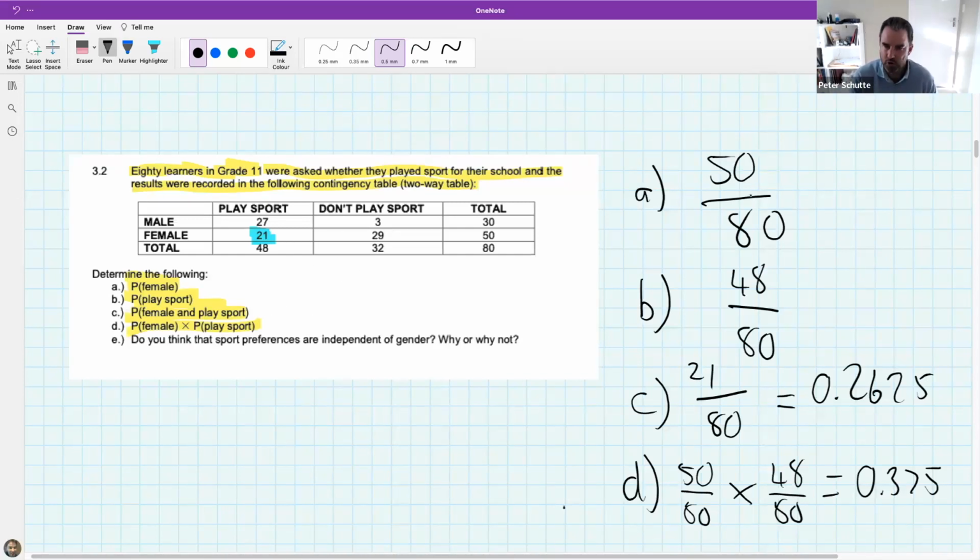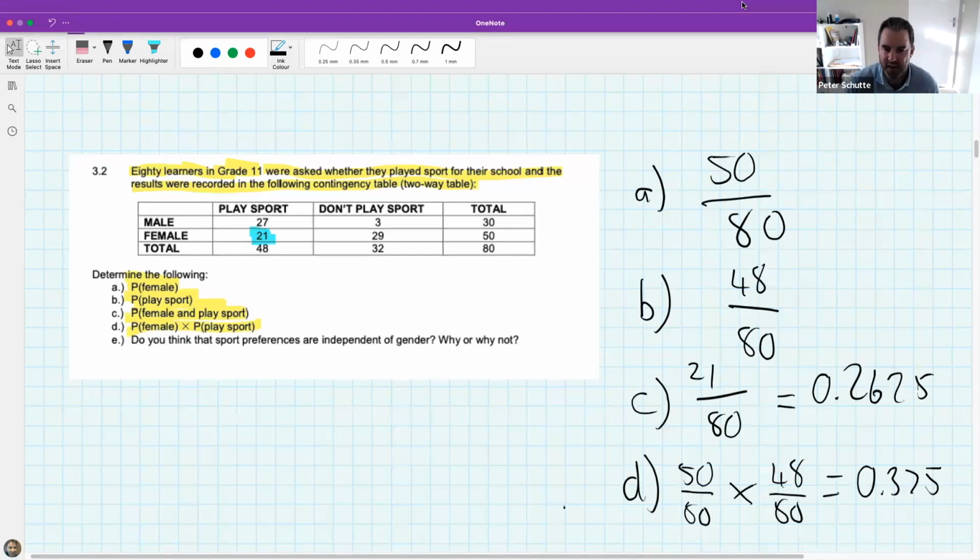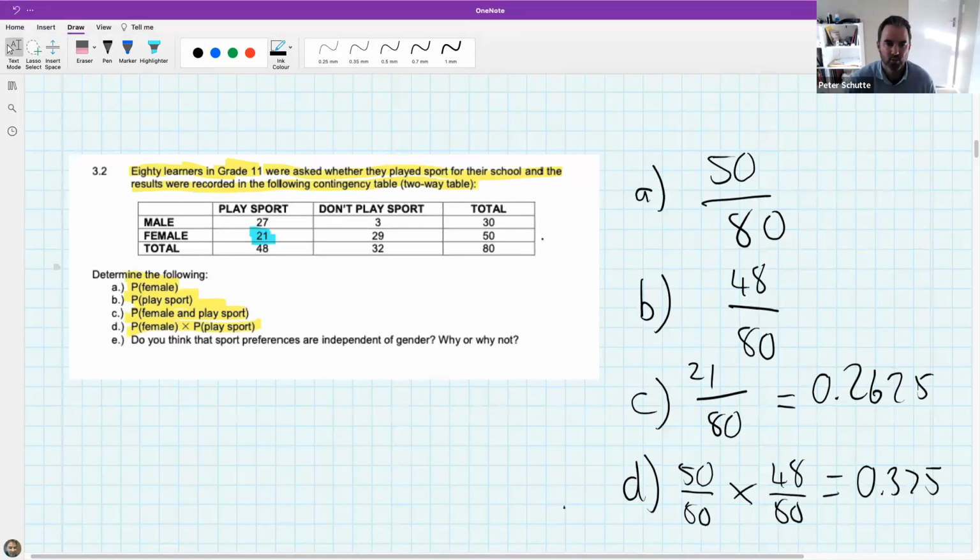Okay, before I move on to talking about E, are there any questions from students? You can pop your hand up if you want to clarify something. It's really important that you understand these 4 calculations so far and how I got them.